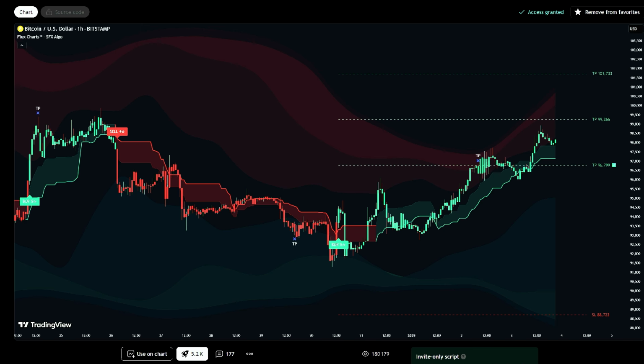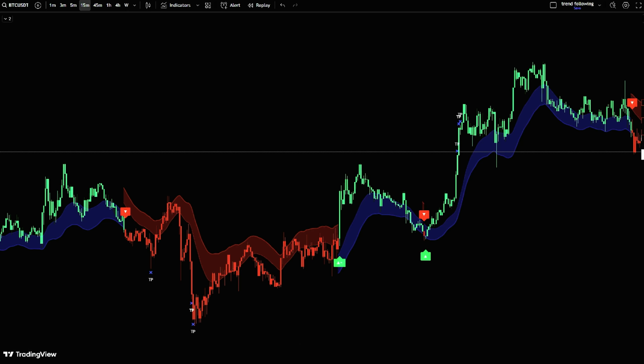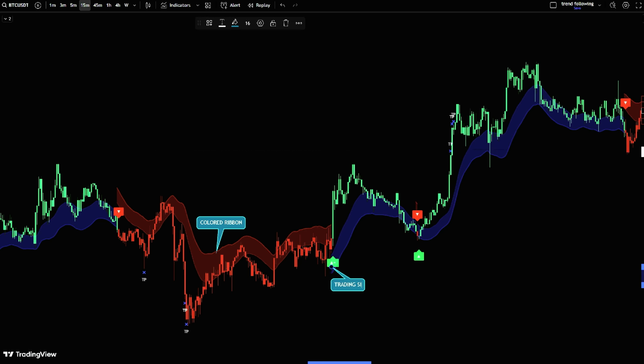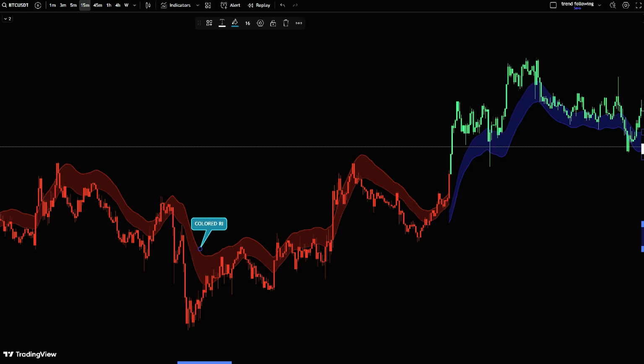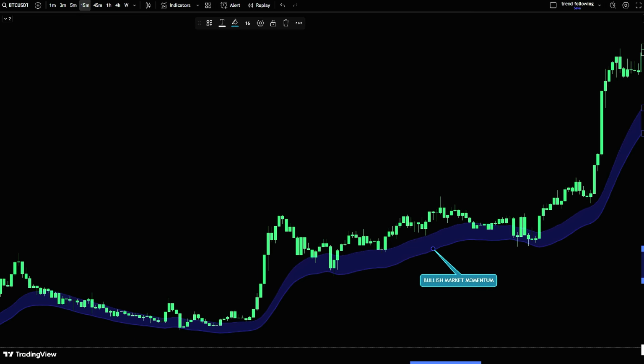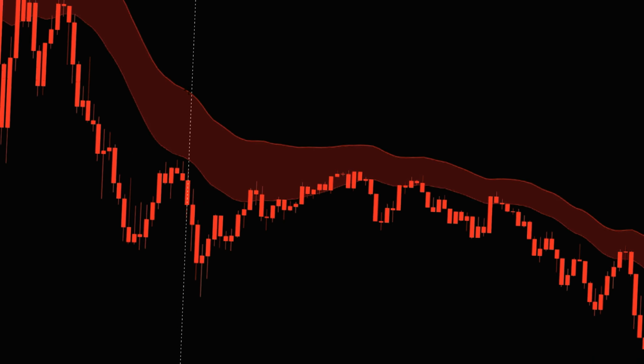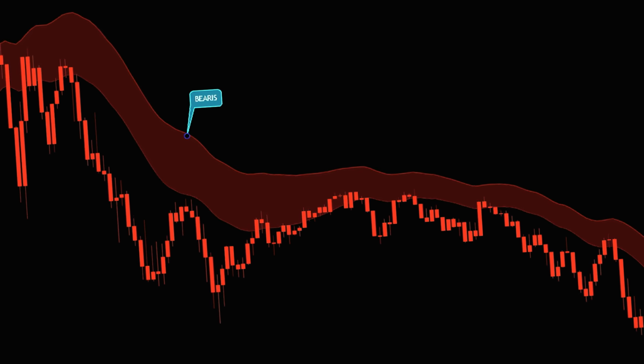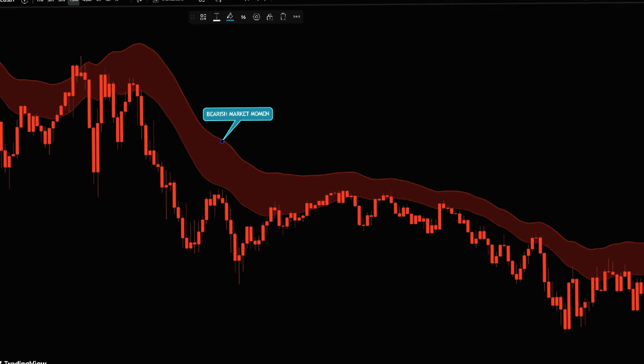This is where a second tool comes in handy. See this colored ribbon on my chart? Now, this thing can do a lot. We're gonna keep it super simple. The only thing we care about is the color. When it's blue, it tells me momentum is generally bullish. When it's red, it suggests the momentum is bearish. That's all we need. It's our filter.